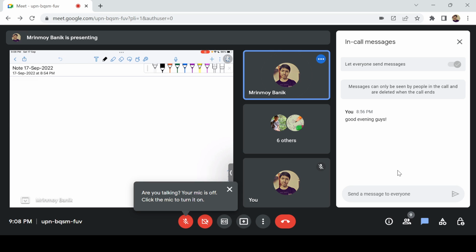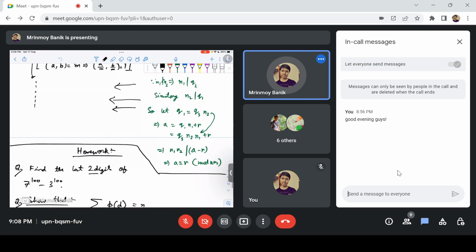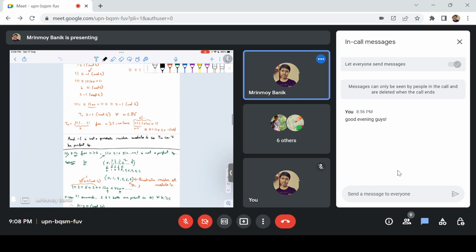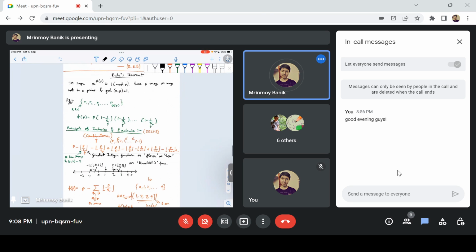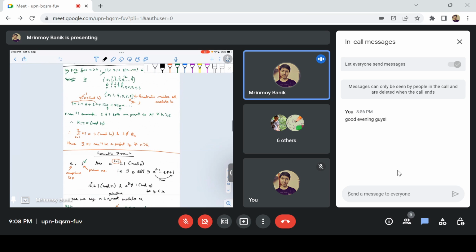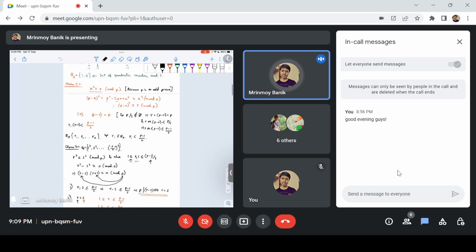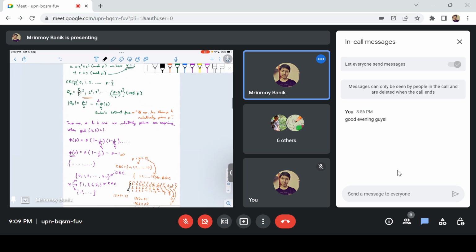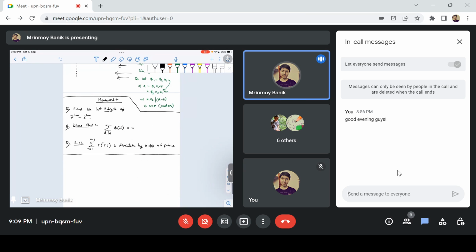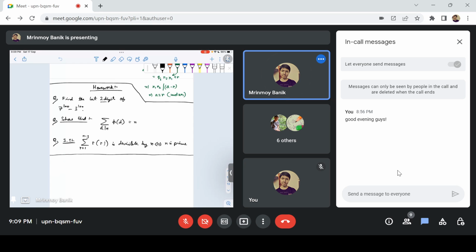So let's go back and see what we did last class. We covered Fermat's theorem and Euler's theorem and did a bunch of exercises. Quadratic residues also. And there were three problems given as homework, right? So did any one of you try out these three problems?